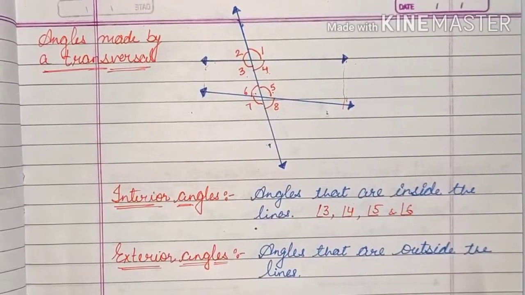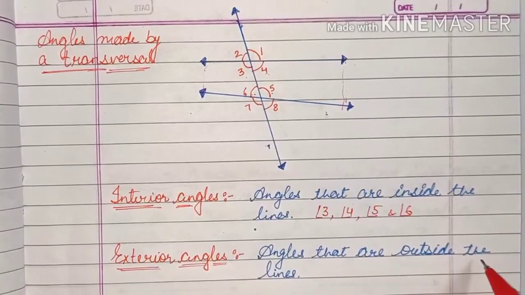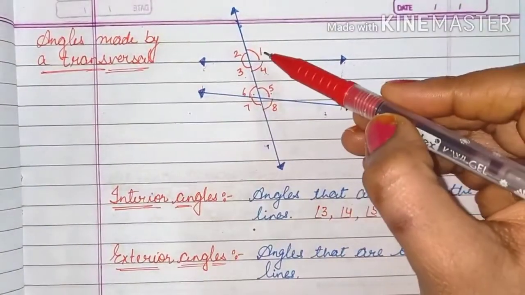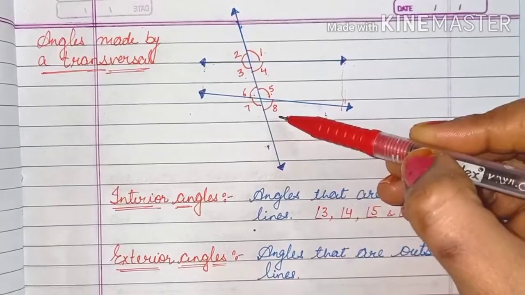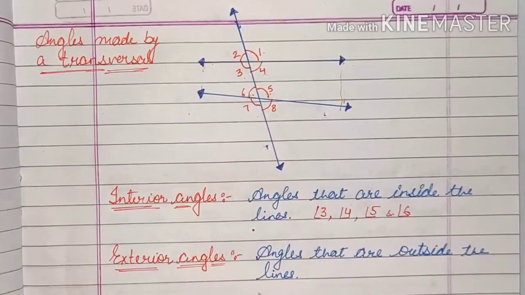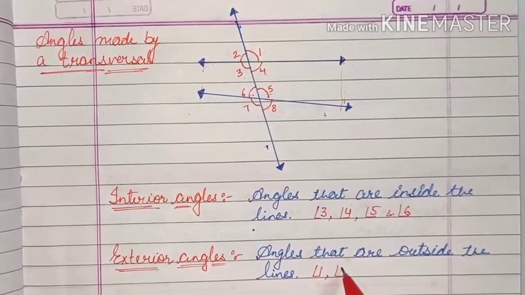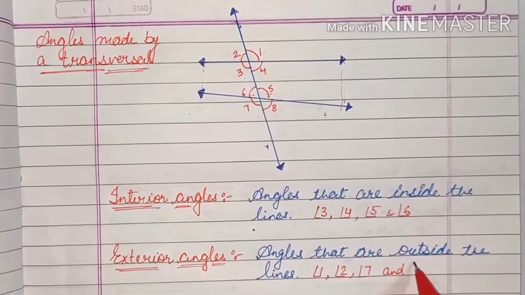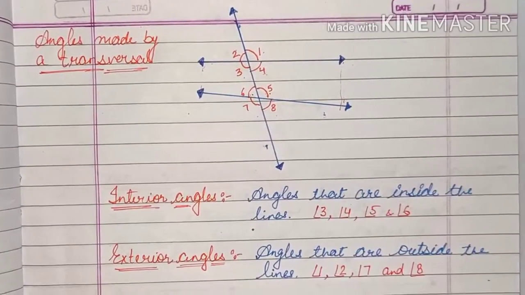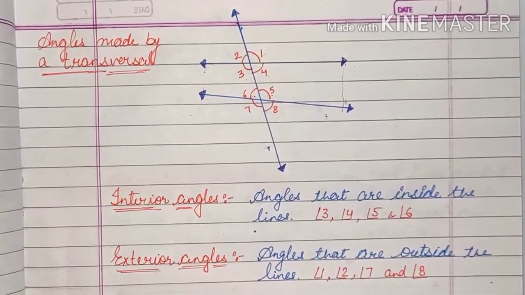So we will say that angle 3, angle 4, angle 5 and angle 6 are interior angles. Similarly, the angles which are outside the lines, that is 1, 2, 7 and 8, angle 1, 2, 7 and 8, are known as exterior angles. Angle 1, angle 2, angle 7 and angle 8 are known as exterior angles.